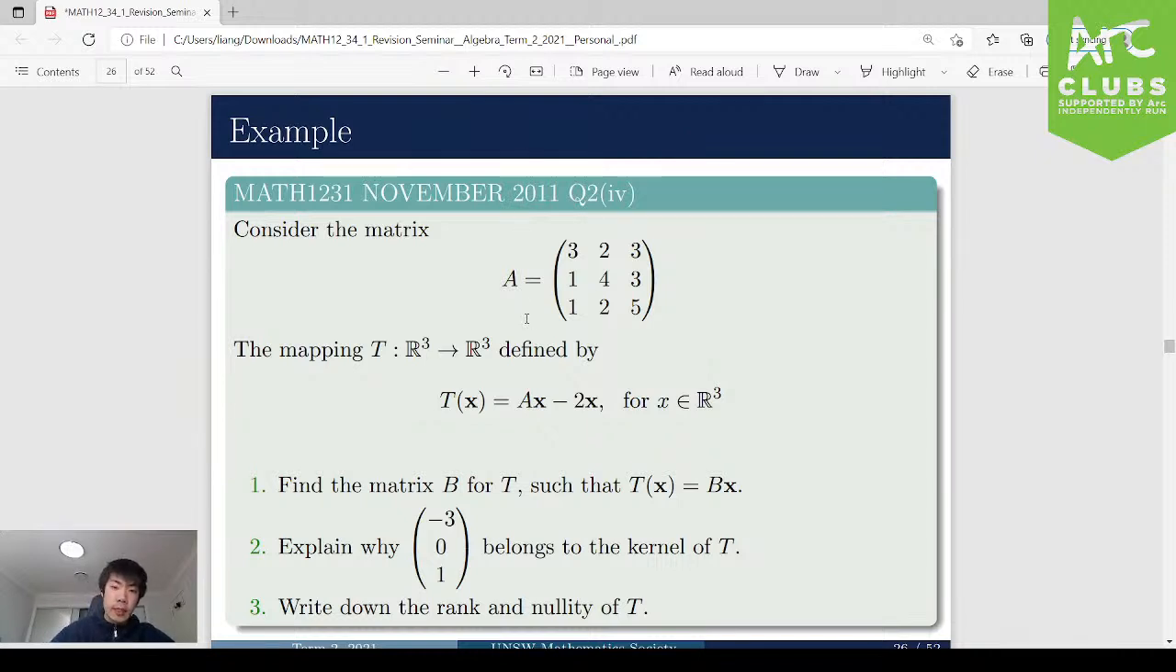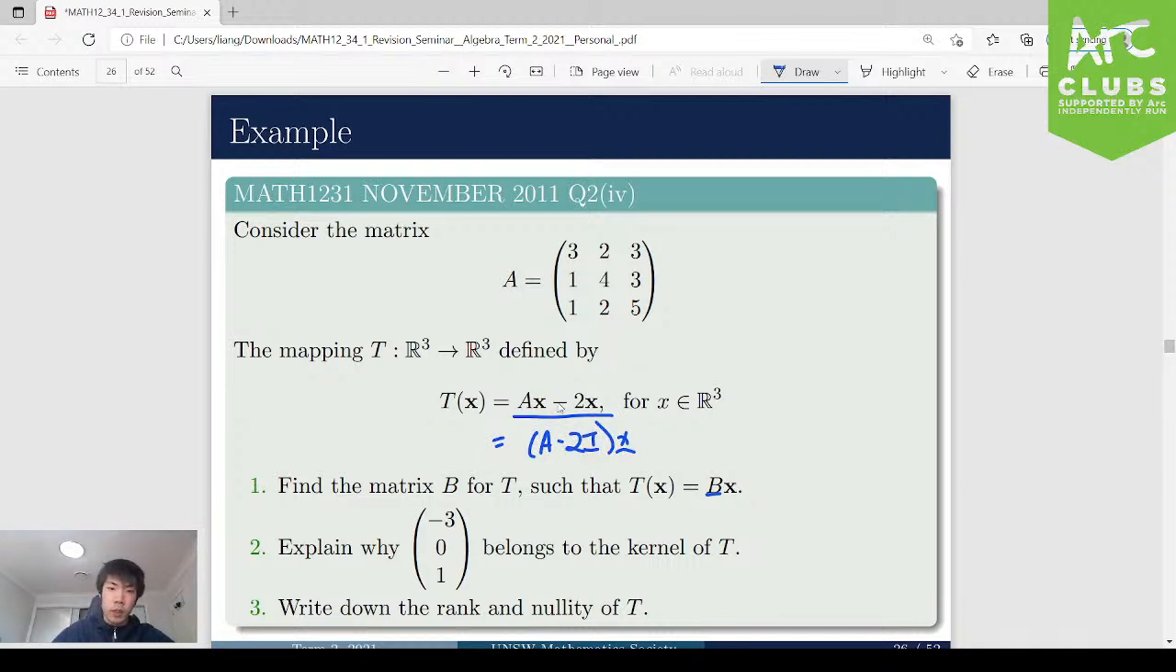Find the matrix B for T such that Tx equals Bx. So they kind of want you to just simplify this a bit. They don't want Ax minus 2x. They just want one matrix times the vector x. Hopefully you can already see what you're going to do in question 1, but it's really just factorizing x out.